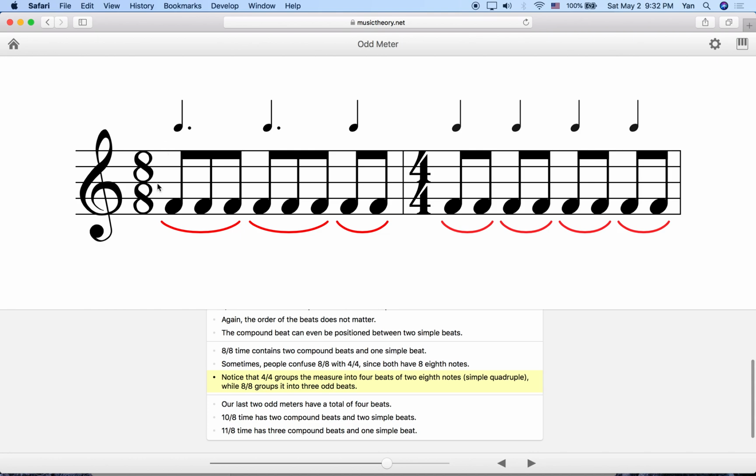I'm going to start from here and read this through, and then I'm going to come back to the beginning and do it a second time so you see what it's like. So 1, 2, ready, go.